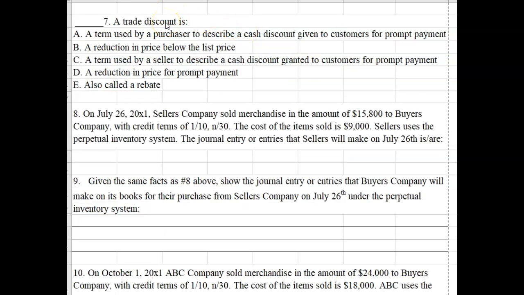A trade discount is what? A, a term used by a purchaser to describe a cash discount given to customers for prompt payment. Or B, a reduction in price below list price. Or C, a term used by a seller to describe a cash discount granted to customers for prompt payment. Or D, a reduction in price for prompt payment. Or E, is also called a rebate. Now, you would have had to read your textbook pretty carefully to find this, but it is in your textbook.